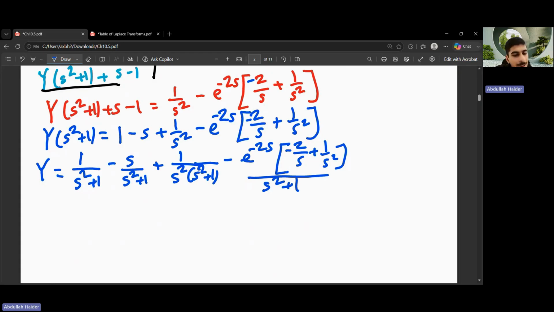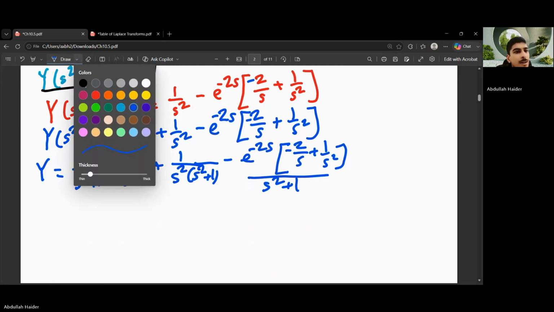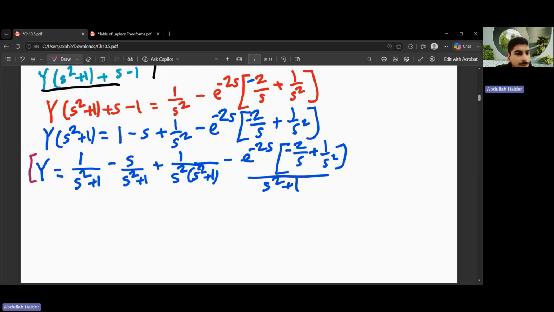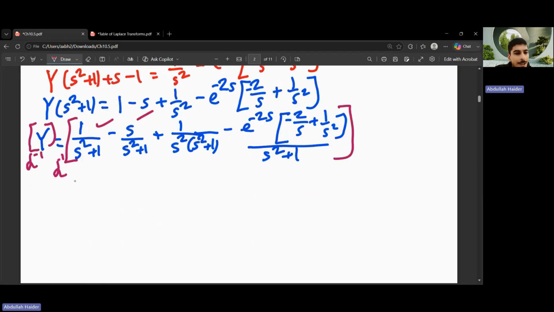So we need to take the inverse Laplace of basically the whole thing: the inverse Laplace of the big Y, and the inverse Laplace of this whole expression. Getting the inverse Laplace of this is easy. Let's first focus on the easy part. Inverse Laplace of 1 over s squared plus 1.